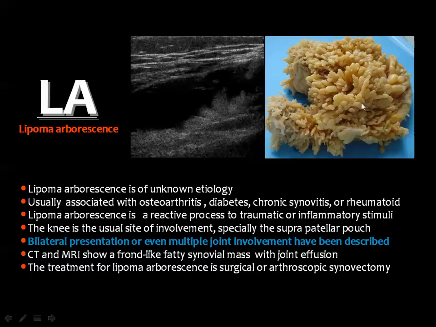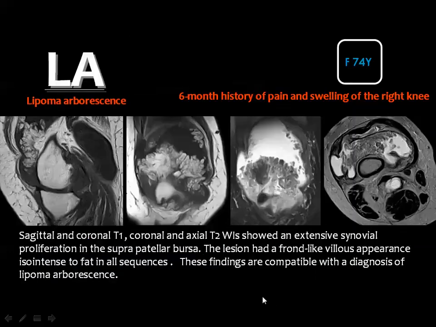fronds made of fat within the joint with the presence of synovial effusion. Bilateral presentation is well known, and even multiple joint involvement can be seen. CT and MRI will show the fatty synovial mass with joint effusion, and the treatment is by synovectomy.